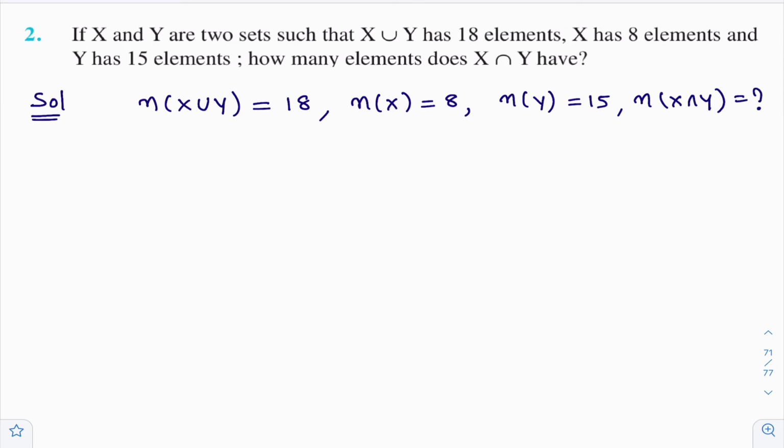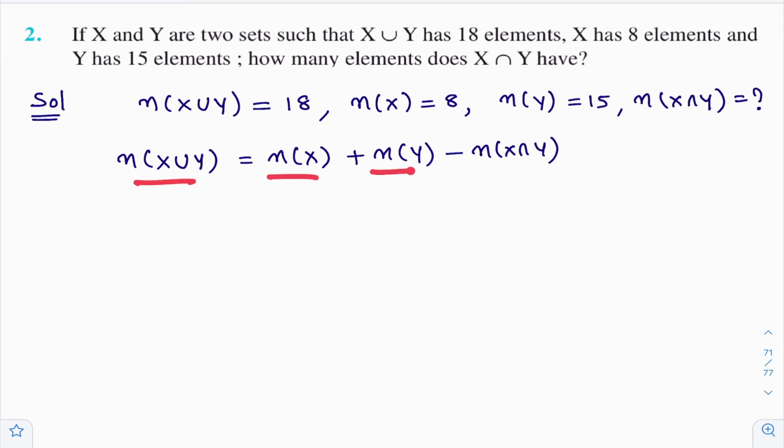Okay, we know the formula for N of X union Y. What is the formula? That is N of X plus N of Y minus N of X intersection Y. You observe here total 4 terms are there. They already gave 3 terms here. So calculating the 4th term is very easy. Substitute these values in the formula.